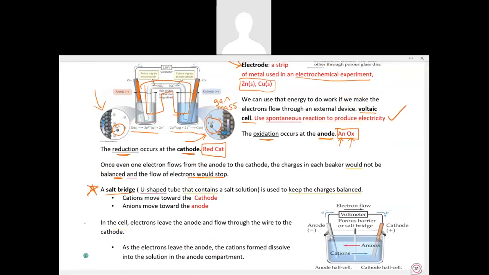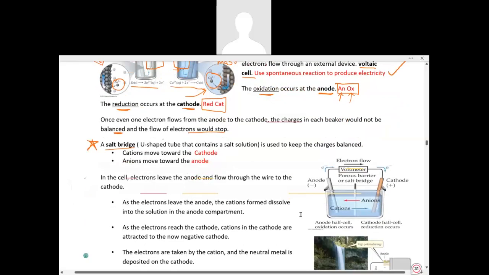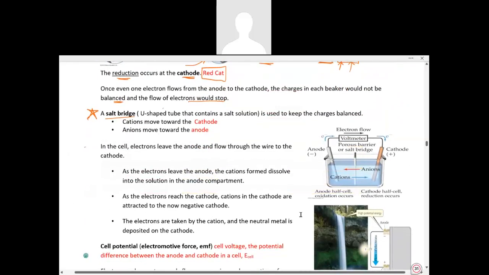So this is our salt bridge, and what this does is that it moves cations towards our cathode. So that's what we see here, these sodium ions. And then we have nitrate ions, anions, moving towards our anode. So this restores the charge in our solutions. This keeps the charges balanced. And then we continuously see this flow of electrons.